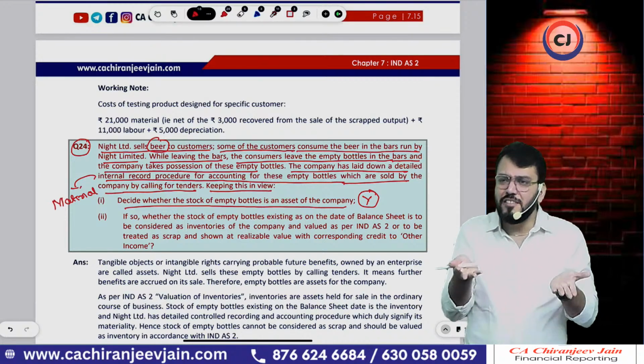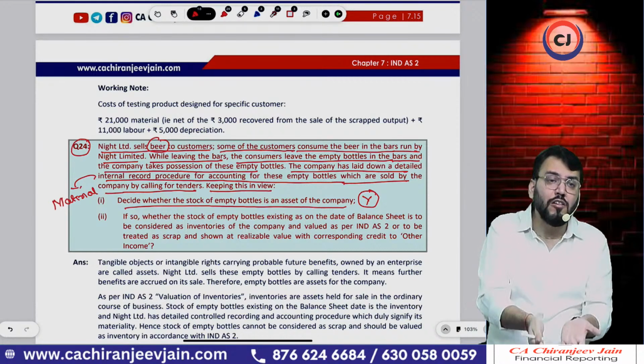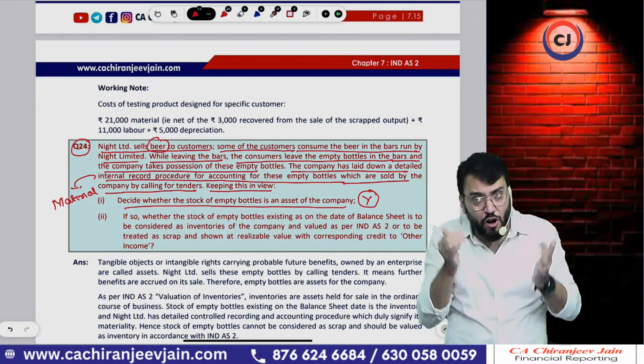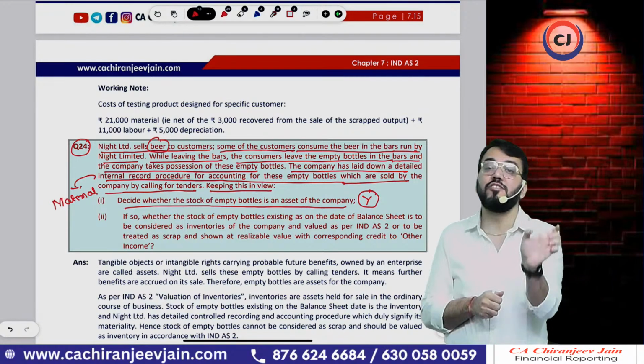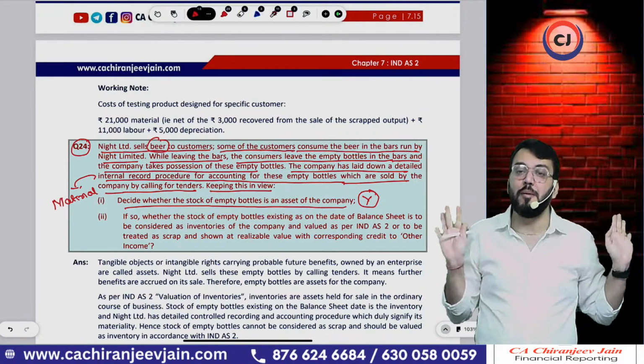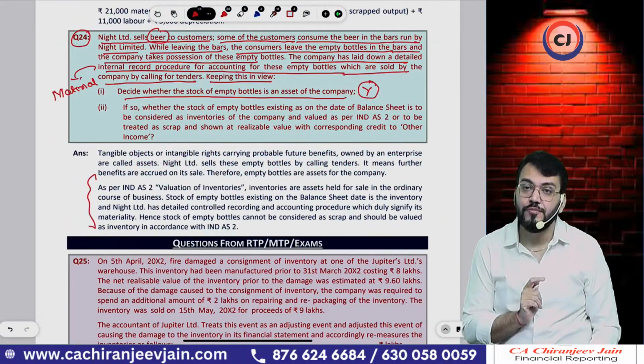And ordinarily it happens only. Normally a customer will come and leave, and they will call the tender and sell. It becomes an ordinary course of business. Therefore that stock of empty bottles will be considered inventory and Ind AS 2 will be applicable. The same answer has been given by the Institute also.